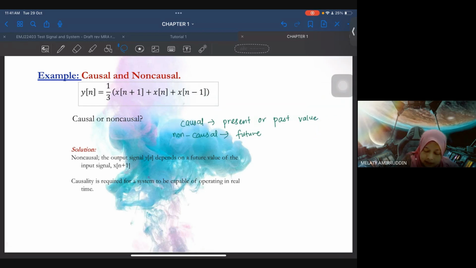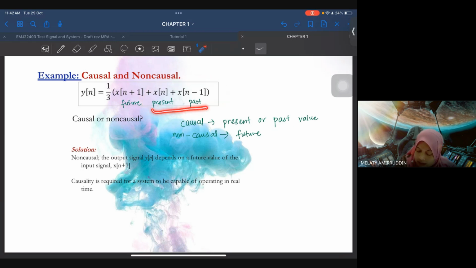Okay. So this system has future. N+1 is future, okay? Future, and then we have present, and we have past. Okay. So is this system causal or non-causal? We have all three signals. So we must consider it non-causal, even though we have present and past.